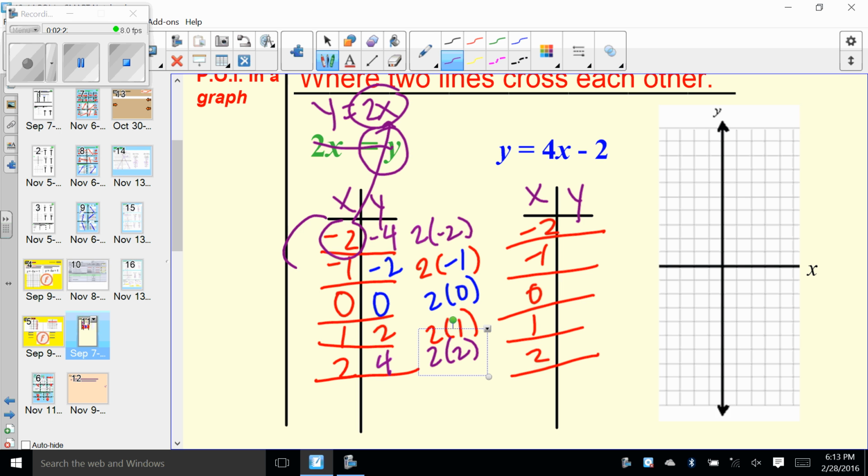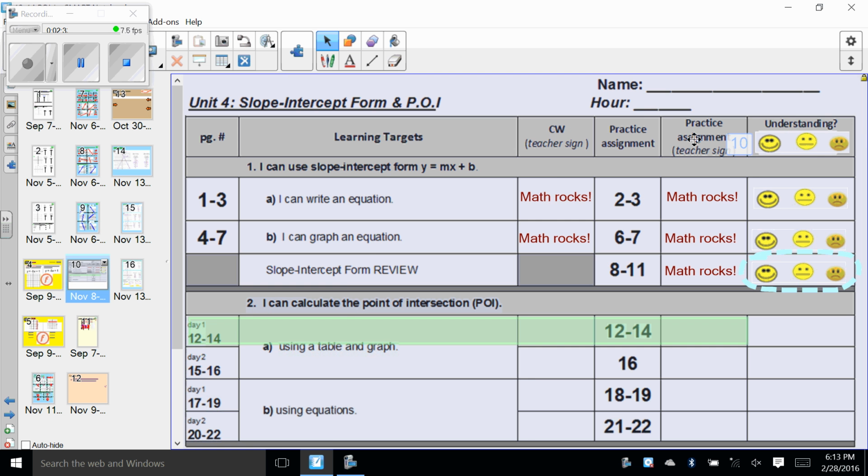So no, we're not sure if the intersection is going to happen within these points. We might have to add more to our table. That might happen in your work today, in your homework as well. So we're just going to see what happens.